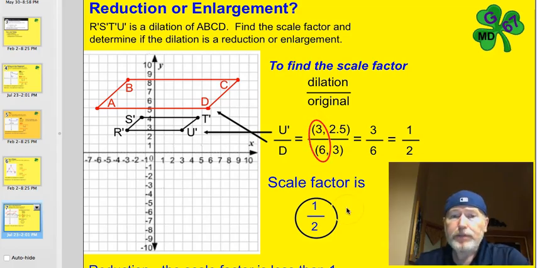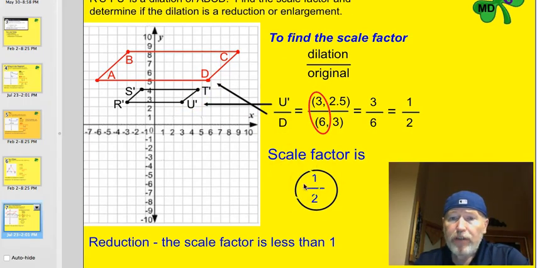That's your scale factor. Okay, so this is the original, this is the pre-image they call it, this is the dilation. It's got a small scale factor, less than 1. Of course, that's a reduction.